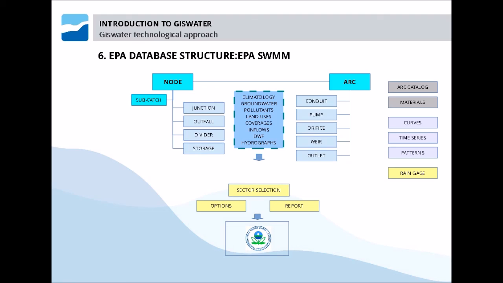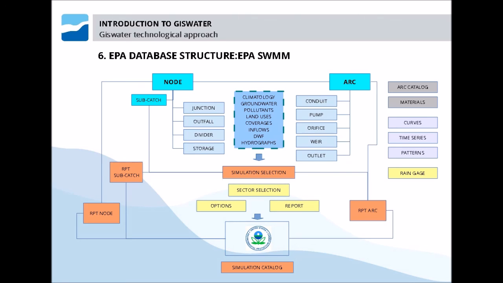The results are stored in the simulation catalog, where we can store as many simulations as we want, and once this catalog of simulations is operative, the results are stored based on if they are results for arcs, nodes, or subcatchments.